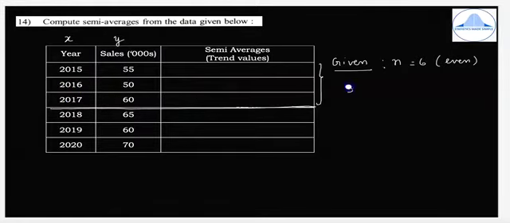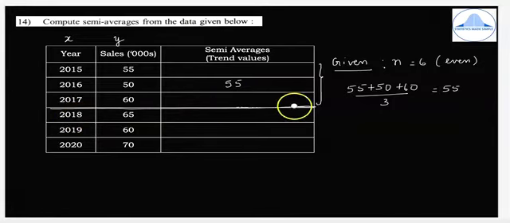You're supposed to add 55, 50 and 60 and then divide by 3. If you do that, you will get 55. This 55 should be written corresponding to the middle of these 3 years. That means corresponding to 2016, you write the value 55.